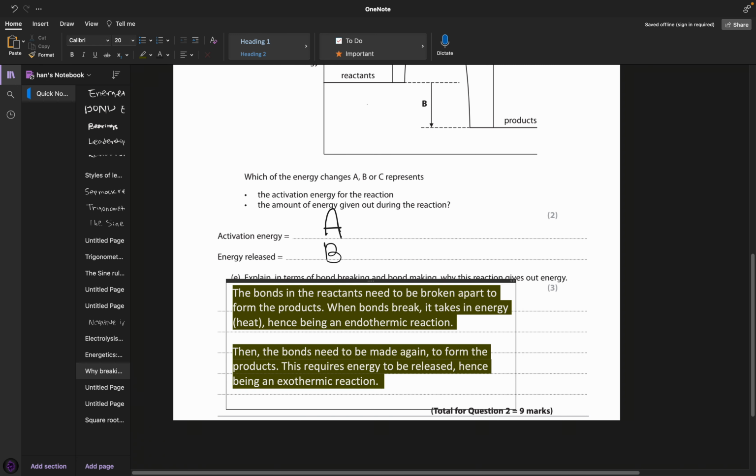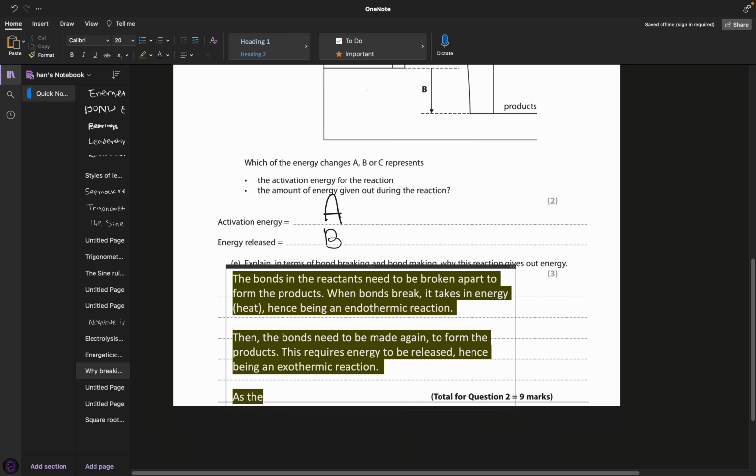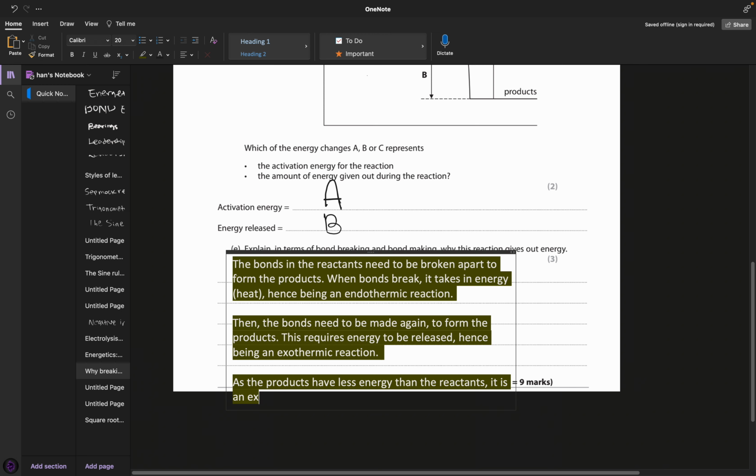And as the products have less energy than the reactants, it is an exothermic reaction, meaning it gives out energy.